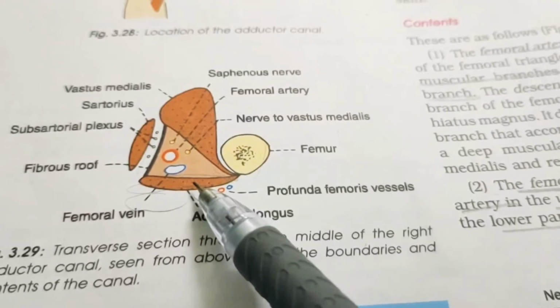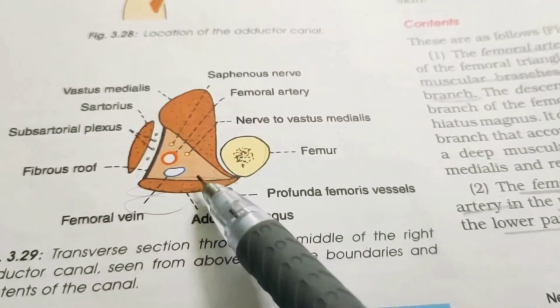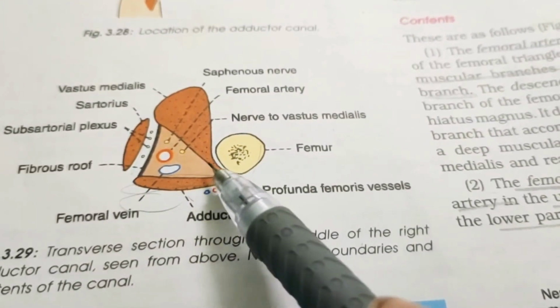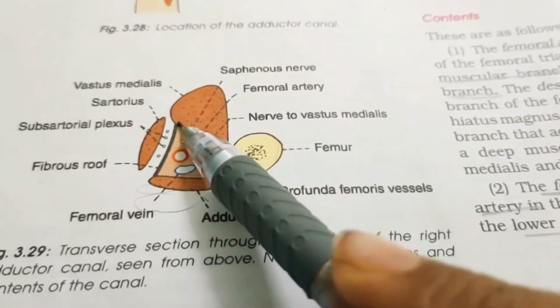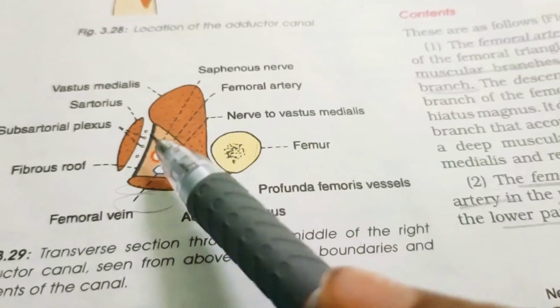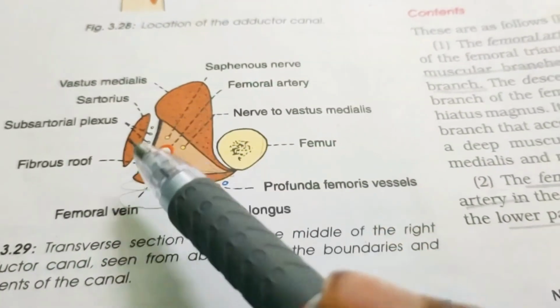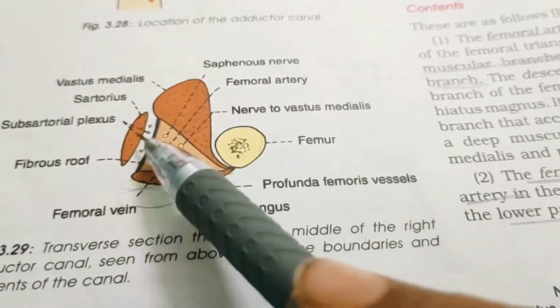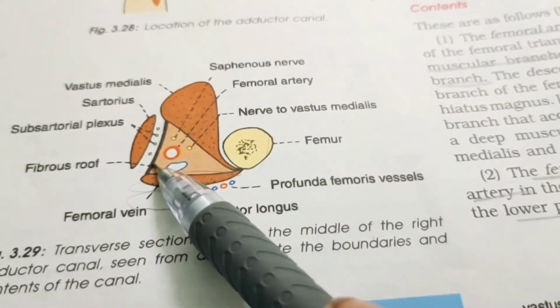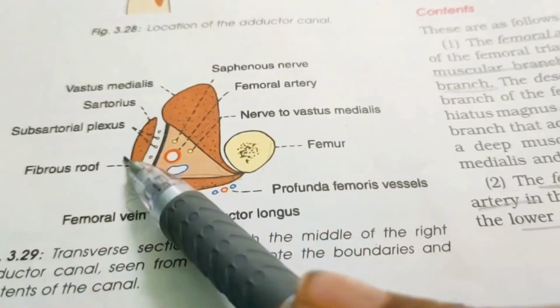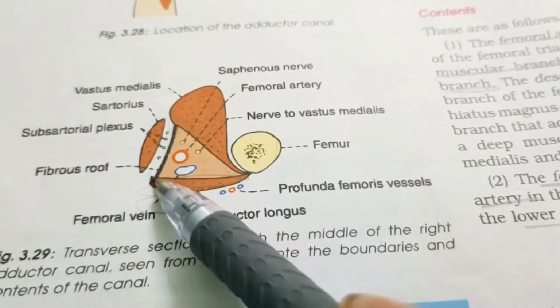And the medial wall or roof is formed by a strong fibrous membrane joining the anterior and posterior walls. So you can see this is the fibrous roof, this is the medial side, this is the lateral side. On the medial side, the anterior and posterior walls are connected by the fibrous roof. Okay, and the roof is overlapped by the sartorius muscle. You can see this is the sartorius muscle which is overlapping this roof.